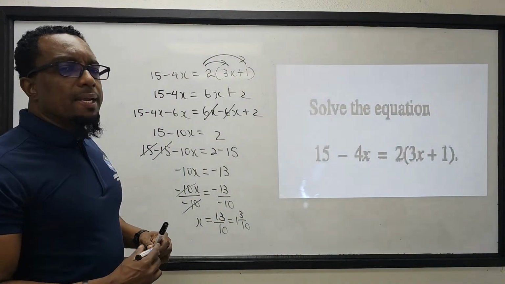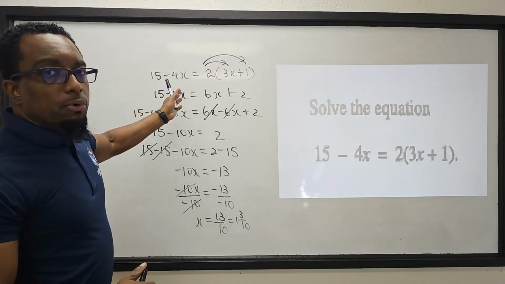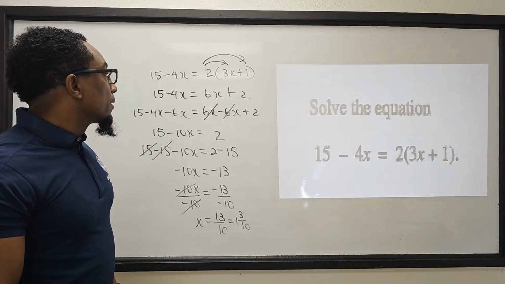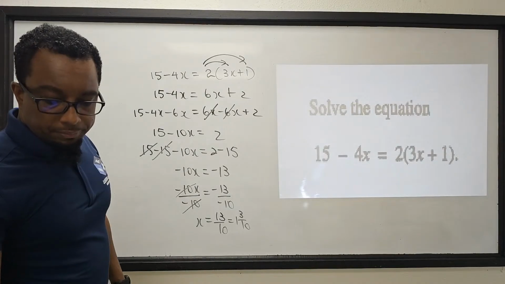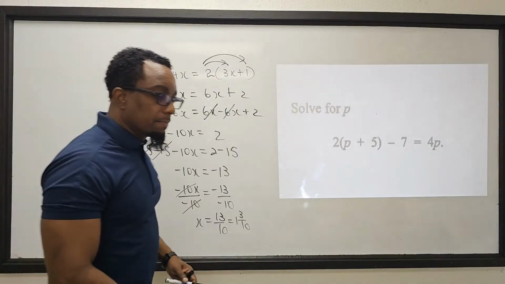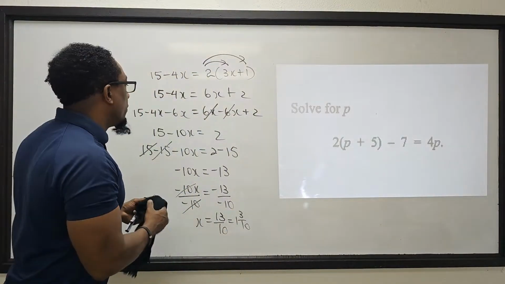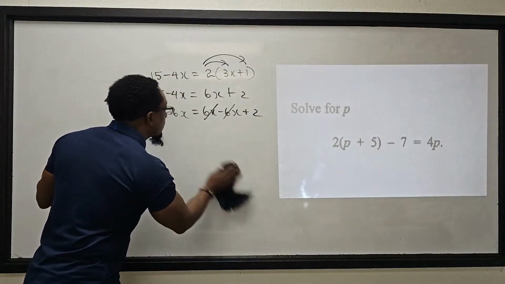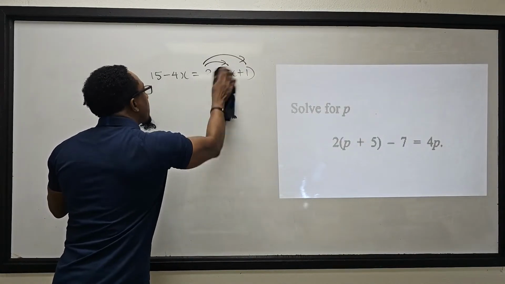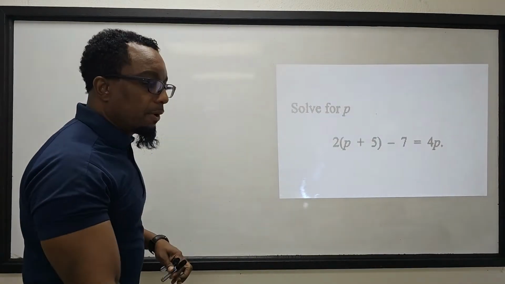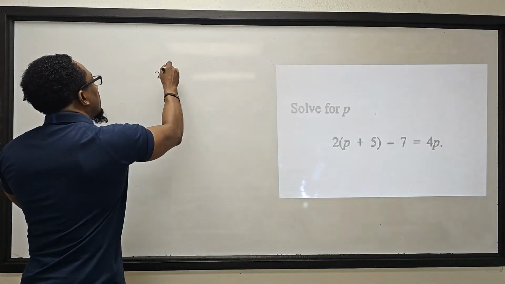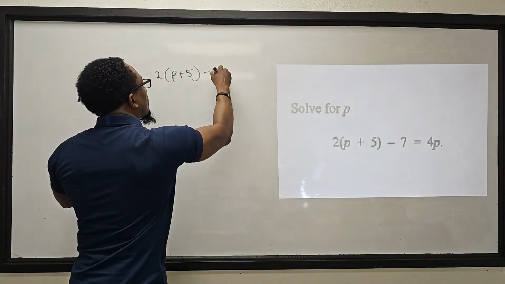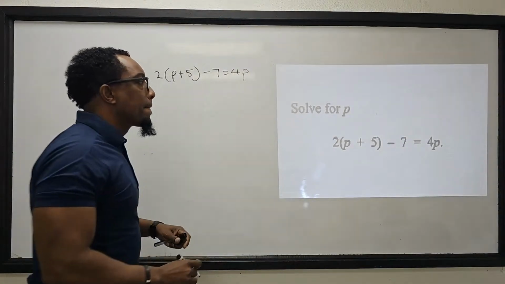That's the answer. So you can either bring it across and change the sign, or you can use the balancing method approach to help you to solve the equation. Let's look at another. These are past paper questions. Solve for P. So we have 2 in brackets P plus 5, minus 7 is equal to 4P.